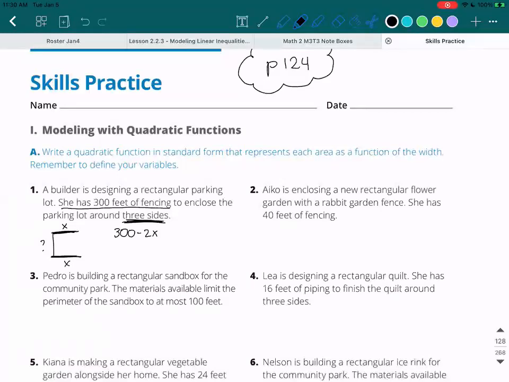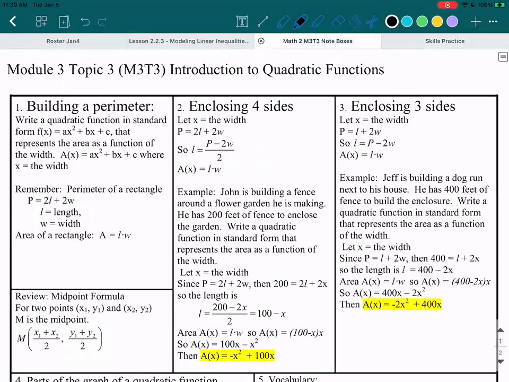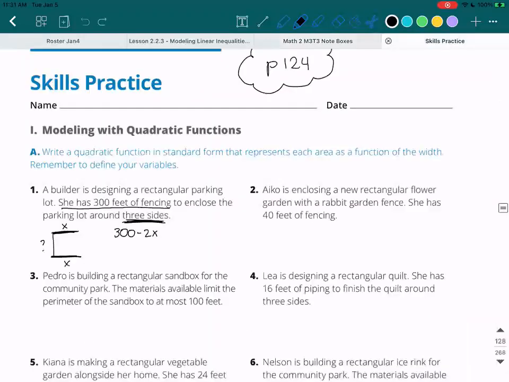And it says that in our notes boxes. So length is perimeter minus twice of the width. So that's the 300 minus the 2x. So that's kind of where that came from. I'm just trying to point it out to you. Okay. And then the area is going to be length times width. So we need to find the area function. So let me fill this in.